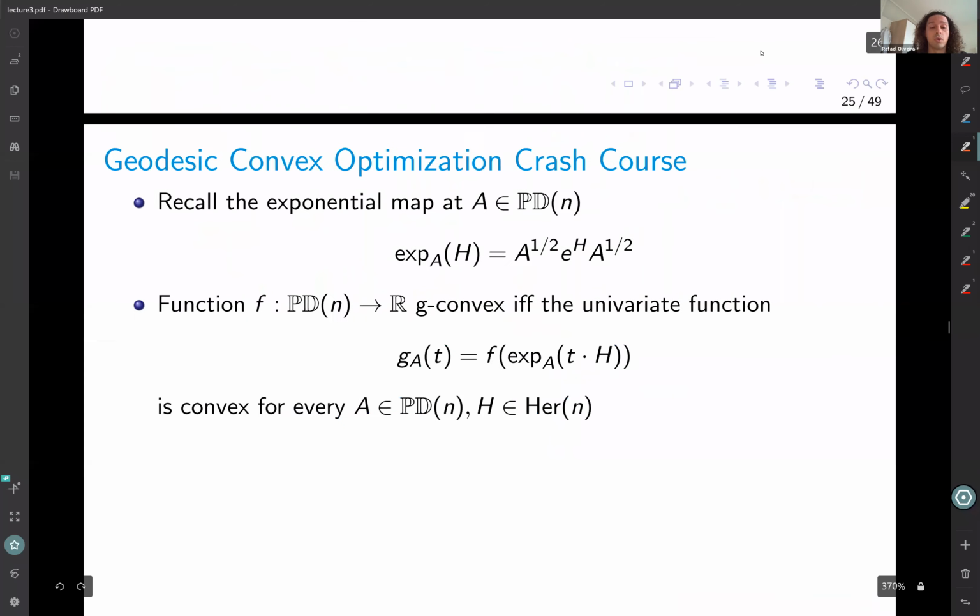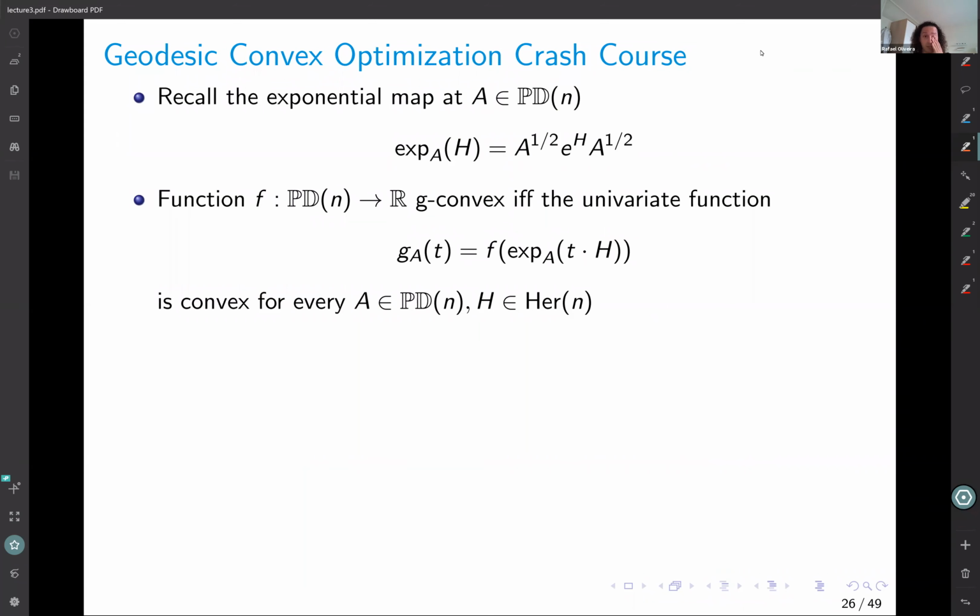Okay, and now we say that a function from the positive definite manifold to the reals is G convex, so it's geodesically convex, which I'm just going to drop the G and say that the function is convex, but you know that when I refer to this function being convex, I mean that it's geodesically convex, if and only if the univariate function, when I take the univariate function at t, I just evaluate f at the exponential map from A in the direction H, right? And I just take t going in the line in that direction H, right?